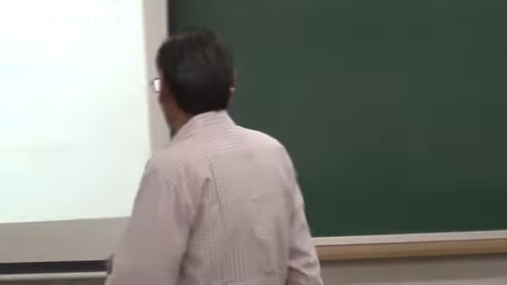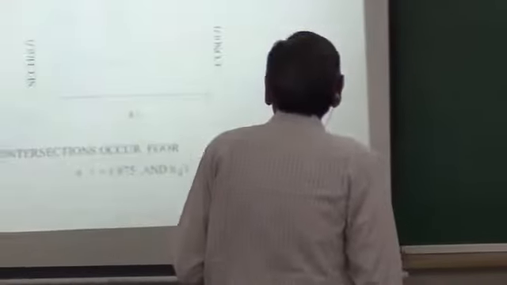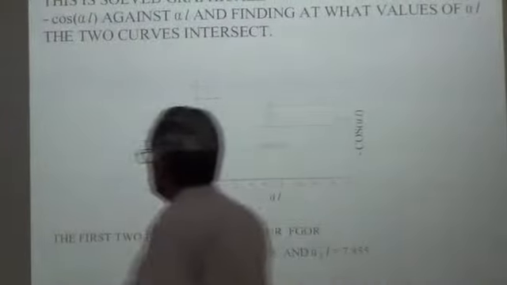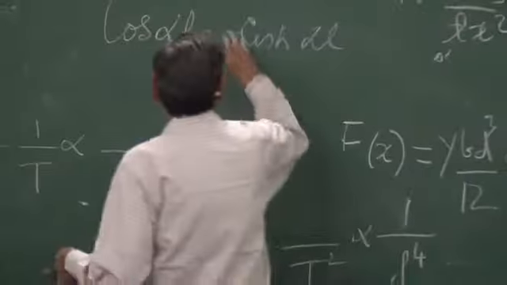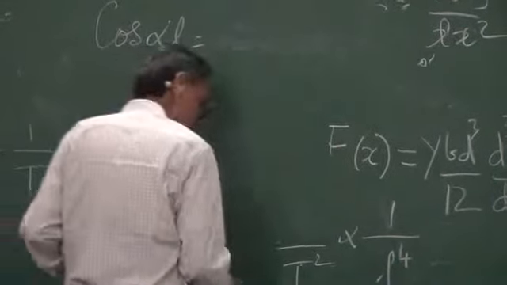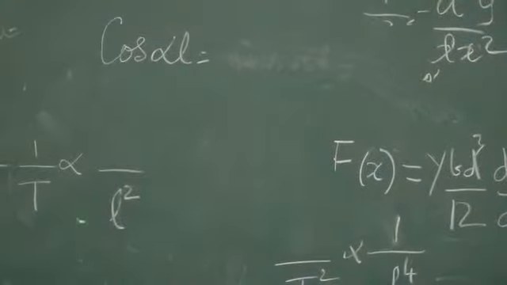To find the values of alpha, you make a graph. So cos alpha L is minus 1 by cosh alpha L, that is, minus hyperbolic secant alpha L. That is the condition.